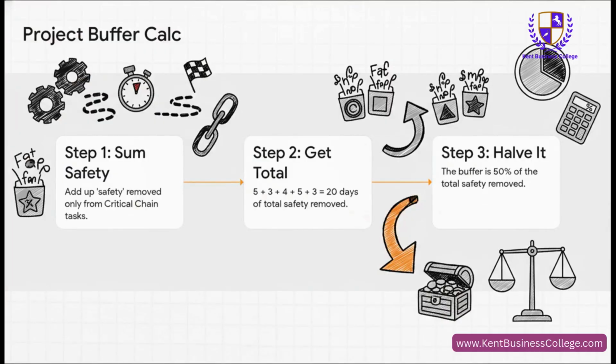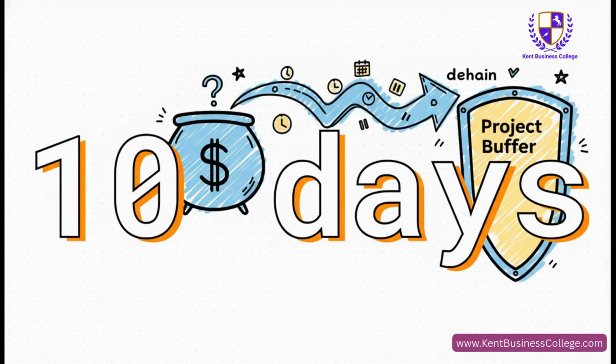It's easy, honestly. You look only at the tasks on our new critical chain. Then you add up all the padding we trimmed off them at the start. So that's 5 days from A, 3 from C, 4 from B, 5 from D, and 3 from F, which comes to 20 days. And here's the trick. You just halve it. And there we have it. Half of 20 is 10. We have a 10-day project buffer.